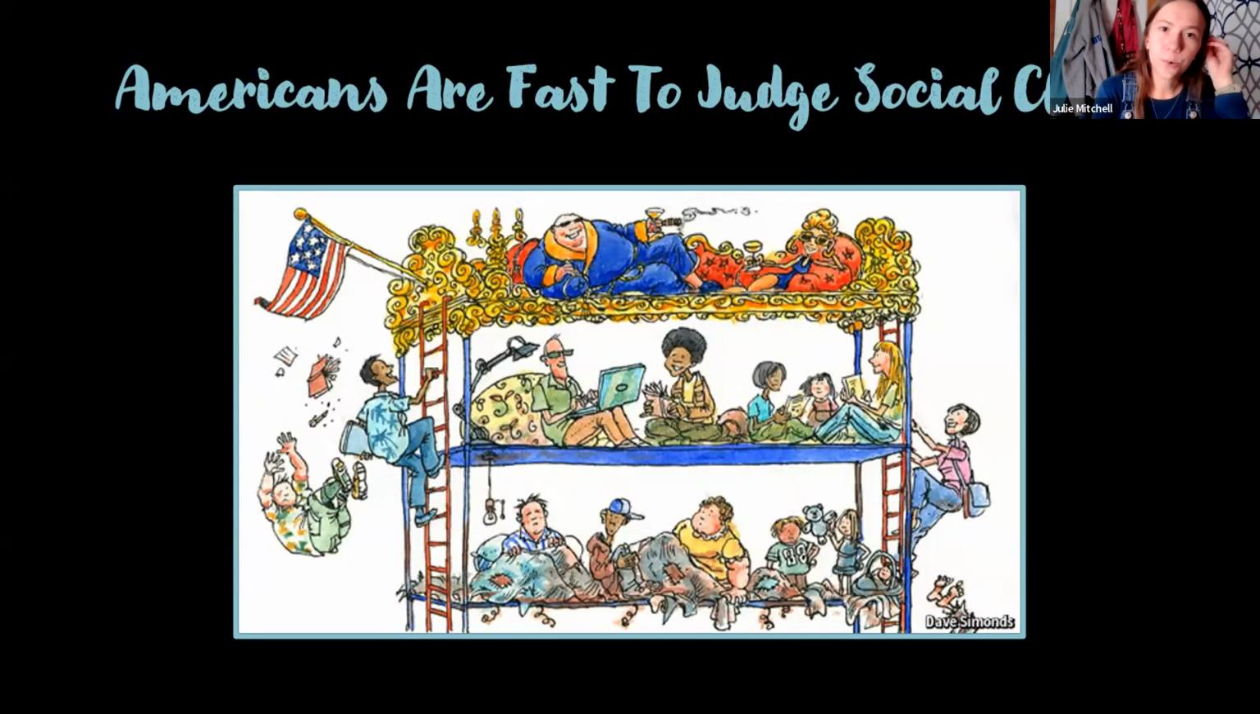Another article that I reviewed was actually really interesting. It came from Scientific American, and it basically says that Americans are fast to judge social class.